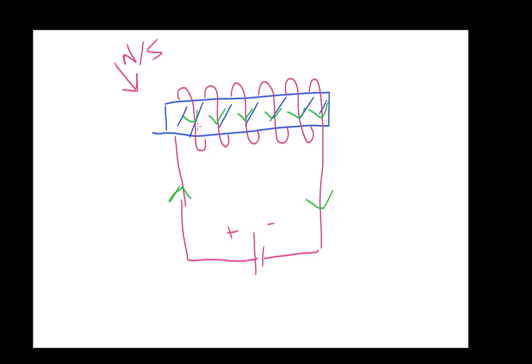So the first step is that we figure out which direction the current is moving in the coil. The next step is you're going to pretend you're grabbing onto this wire. So here we go. Let's just take this wire.